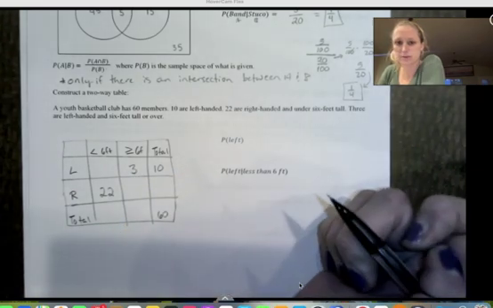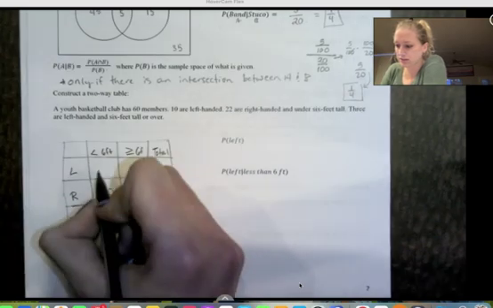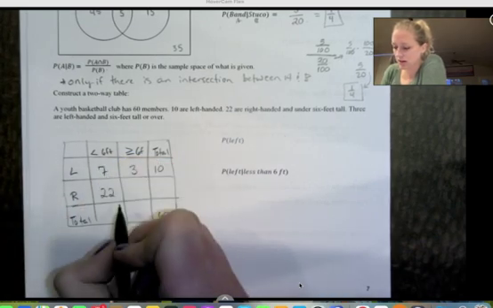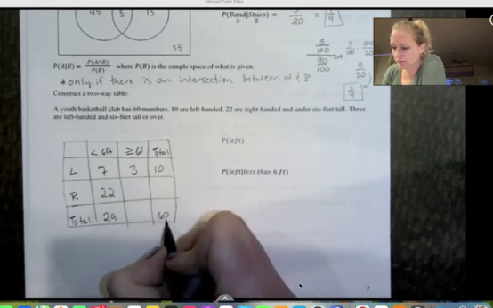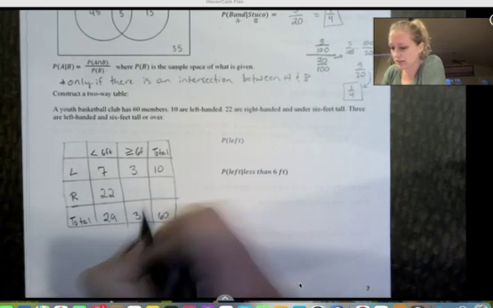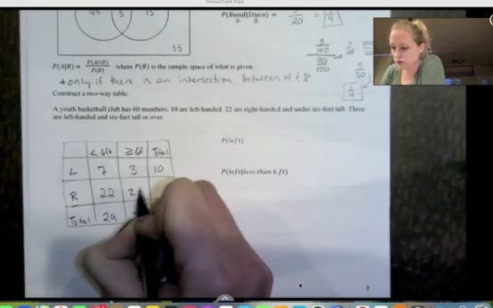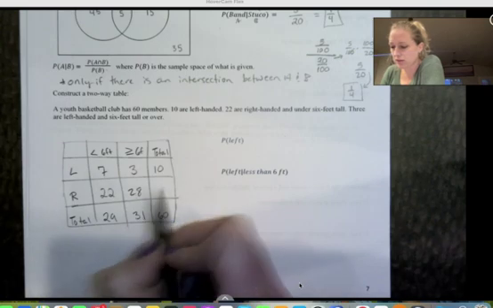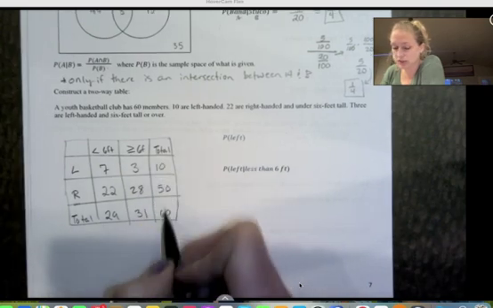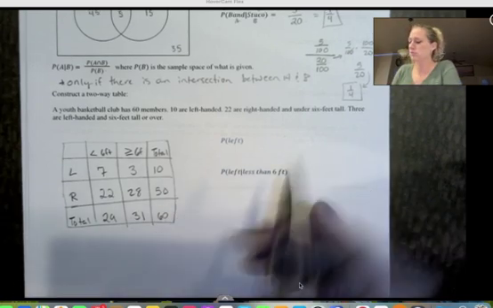Now we should be able to fill in the rest of the table. This row has to add up to 10, so this must be 7. Add down this way, we get 29. Subtract here, I get 31. This has to add up to 31, so this must be 28. And then 22 plus 28 is 50, and those should add to 60. Now that I have this two-way table, let's find some probabilities.